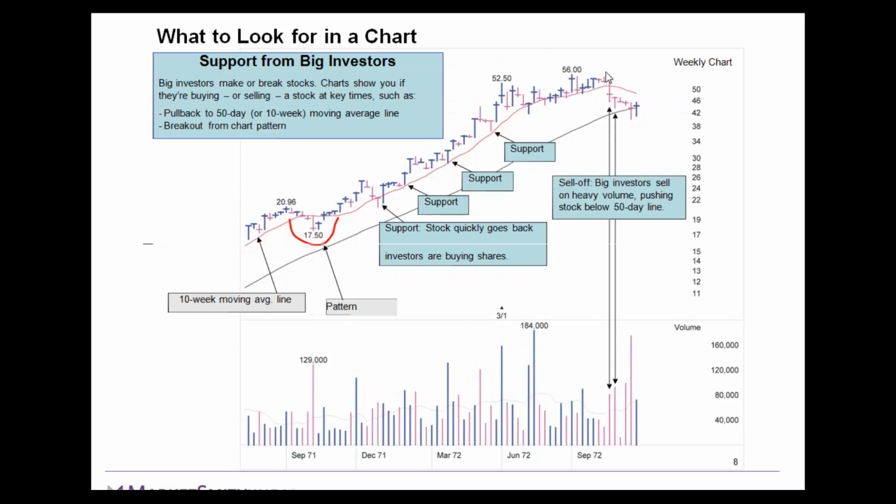Now what happens later? At the end of the chart, what we see is that the stock breaks below the 50-day moving average line, and notice the volumes. Volumes are very high. We mentioned that when we see the stock moving lower on very high volumes, it means that institutions are selling. So what's happening here is that the support is no longer holding. Institutions are selling their stocks, which is why you see this big volume selling happening here.